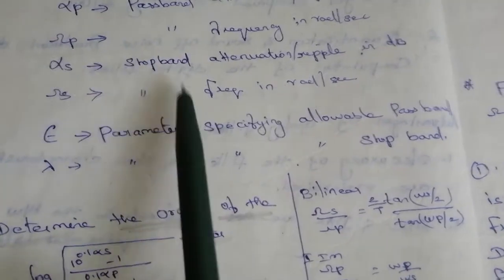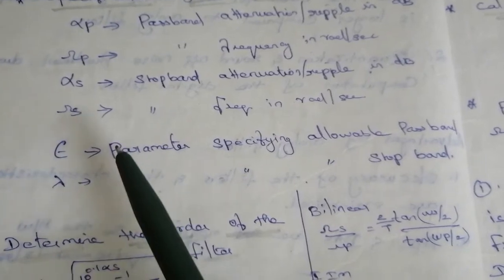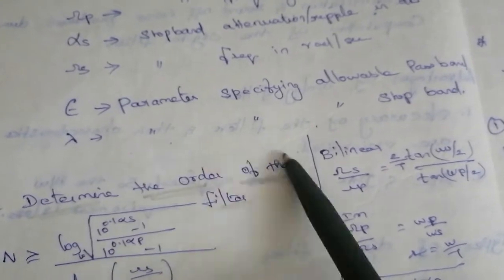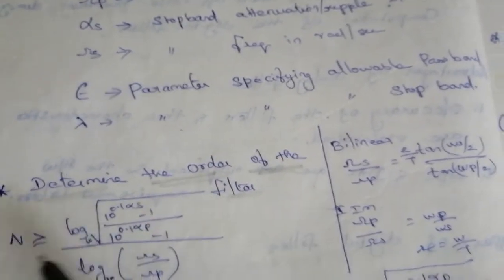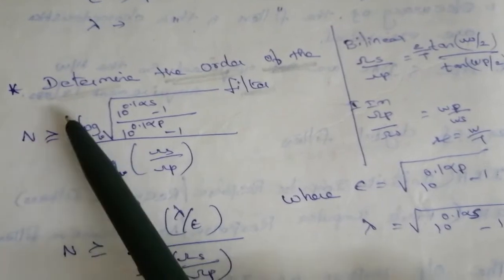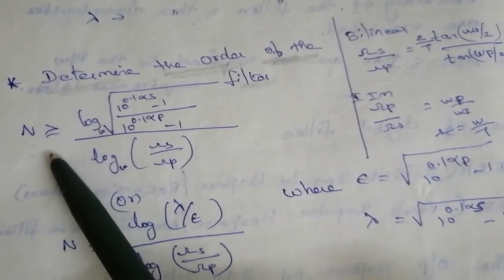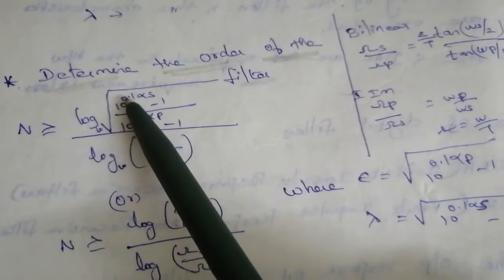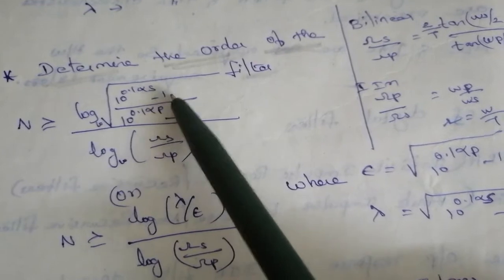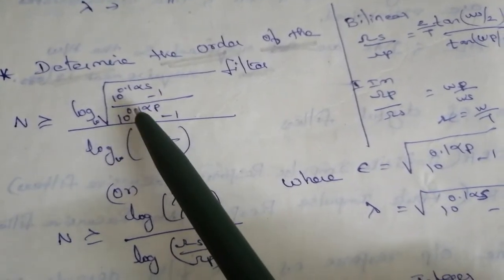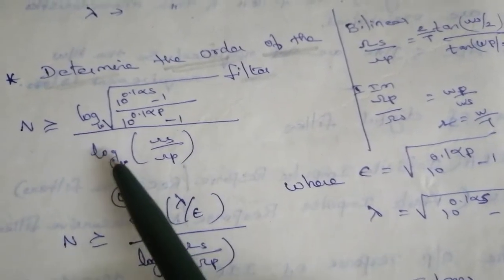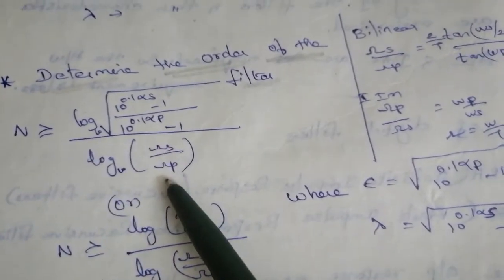So for designing analog Butterworth filter, first we need the specification. These are all the specifications which have been given in the question, right? Second one, determine the order of the filter. So the formula for order of filter is n greater than or equal to log 10 of square root of 10 to the power of 0.1 alpha s minus 1 divided by 10 to the power of 0.1 alpha p minus 1, the whole divided by log 10 of sigma s by sigma p.